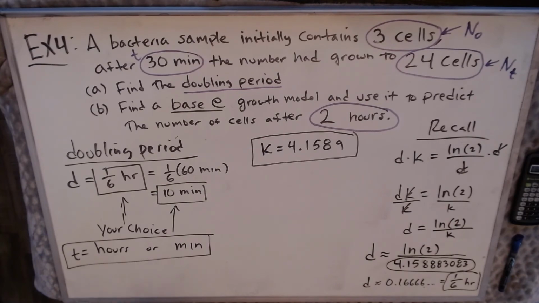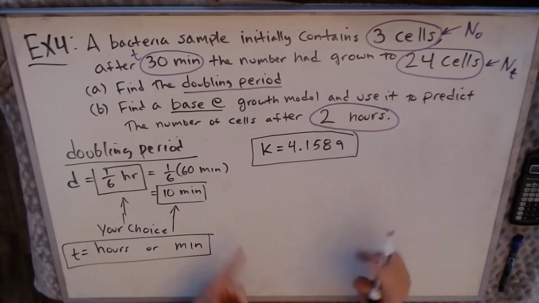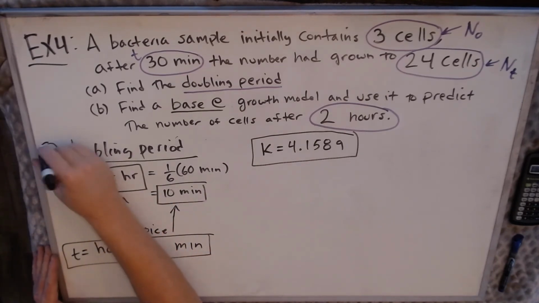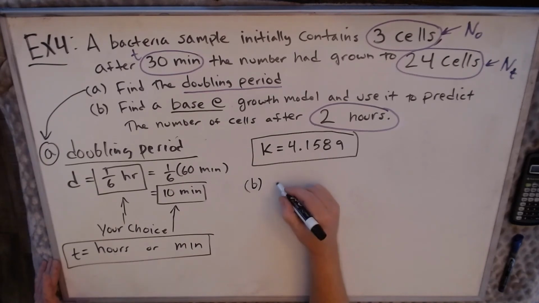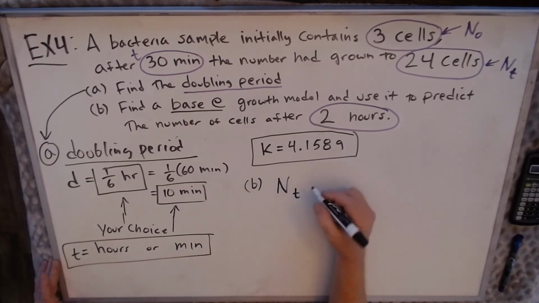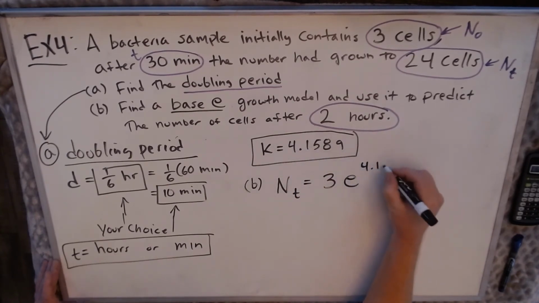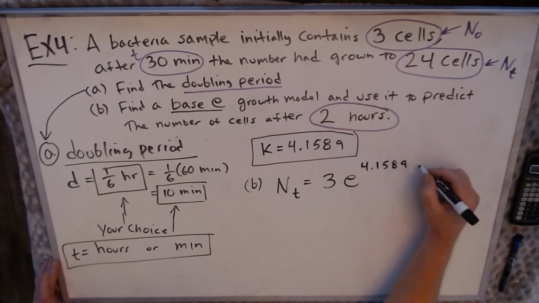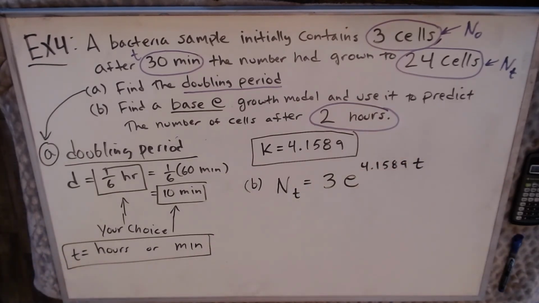I want to know how much I have left after 2 hours. So that's part B. So this is part A. Part A is now done. So for part B, I've got my model. The number of cells at time T is going to be my original 3 cells times e to the 4.1589 t. So now I can plug in any value for t.